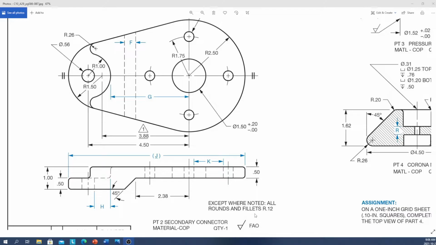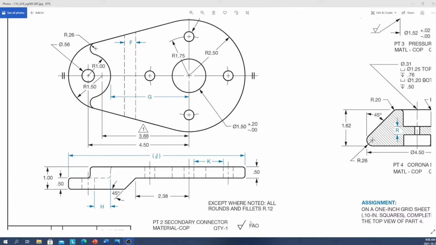If you look down here, here's another note, right? You see this surface finish symbol with an FAO, which means finish all over, right? So imagine trying to put a symbol, this symbol, on every single surface here so that the machinist knows that, oh, this surface has to be finished. Oh, so does this one. Oh, so does this one.